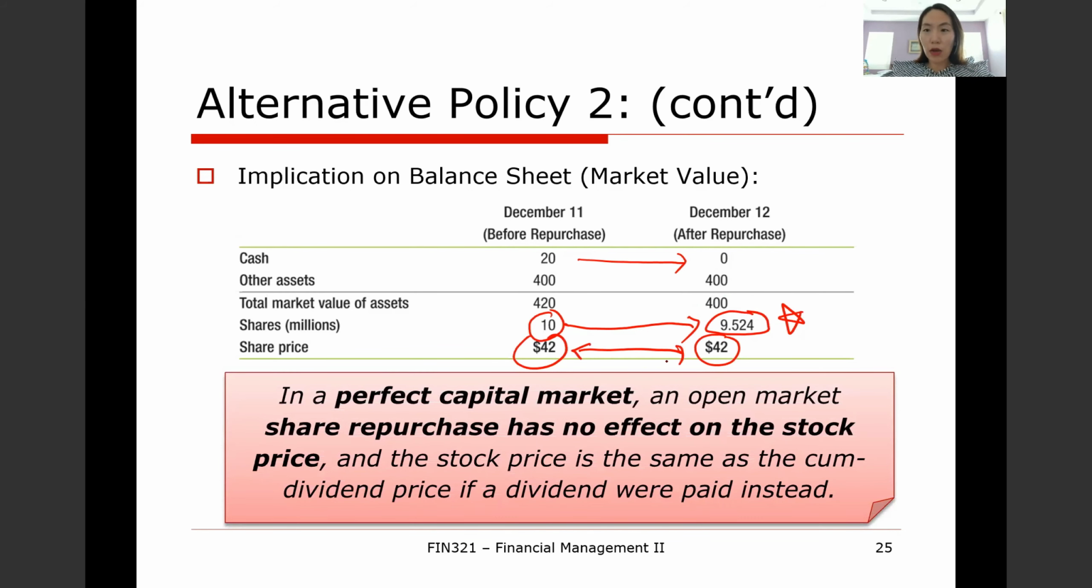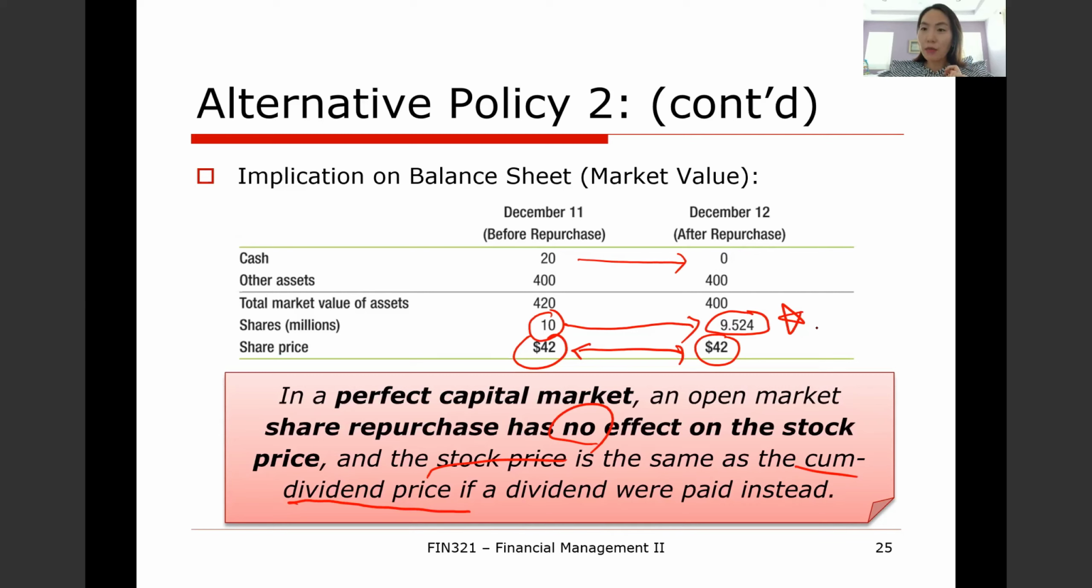So this is the second outcome in a perfect capital market. In a perfect capital market, if the firm decides to do stock repurchases, those stock repurchases will have no effect on the stock price. The firm's stock price will not be affected. It's not going to be changing. And that stock price is the same as the cum-dividend price if a dividend were paid instead, the $42 per share. So remember the two outcomes that we have drawn so far. In a perfect capital market, first, if the dividend is paid, the stock price will drop by the amount of DPS on the ex-dividend date.